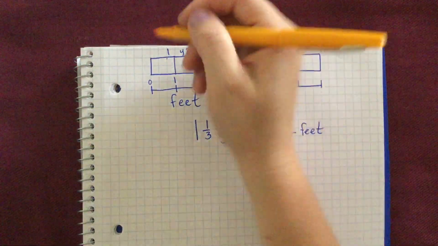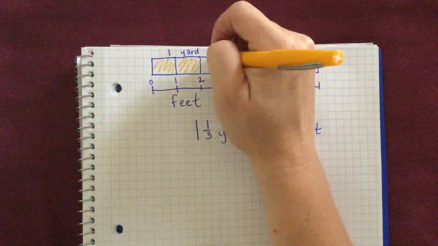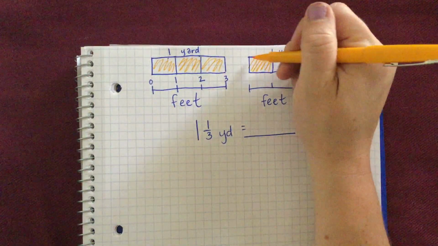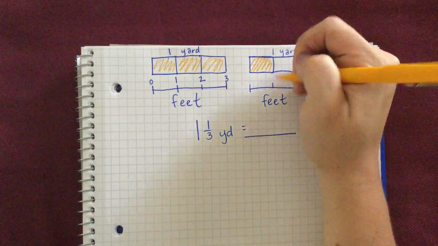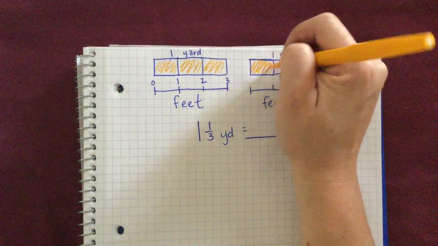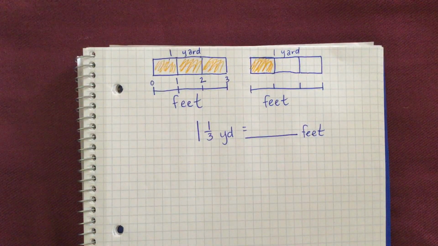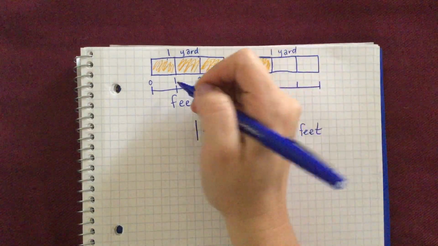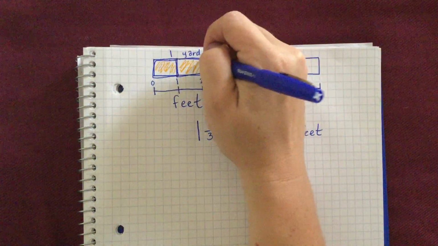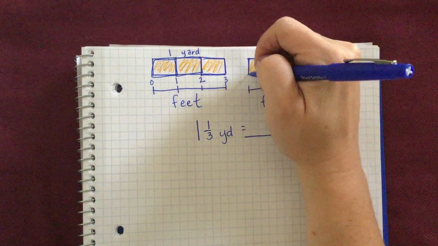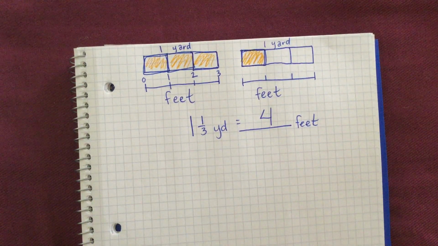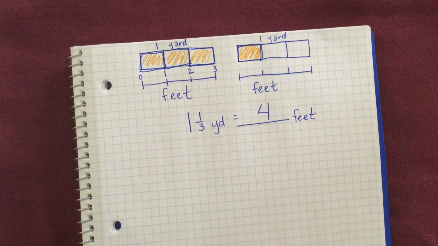Well, 1 whole yard is 1, 2, 3 feet. And 1/3 yard is over here, because if this whole thing is a yard, broken into feet, 1, 2, 3 feet make a yard, and I have 1 whole yard and 3 feet. How many feet is that? 1 foot here, 2 feet here, 3 feet here, and that's right, 4 feet here. So 1 1/3 yd equals 4 feet.